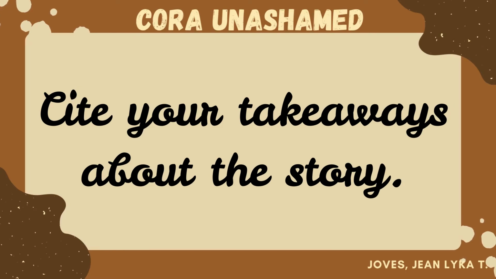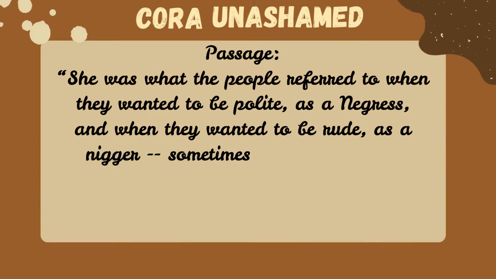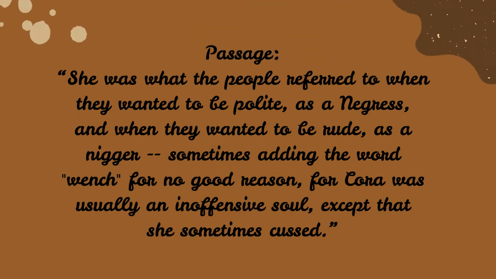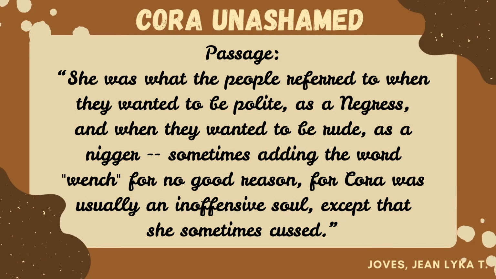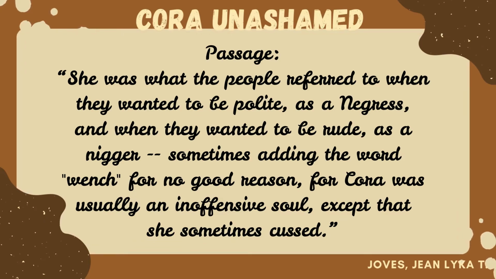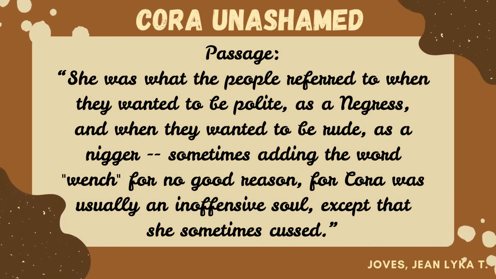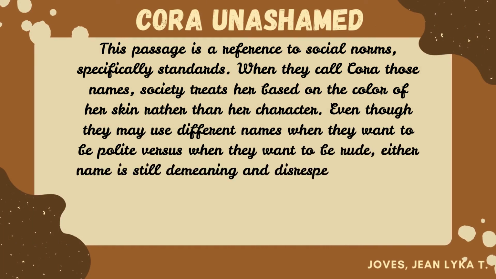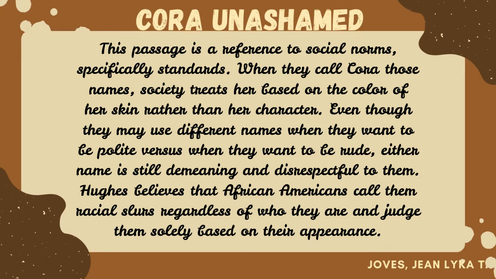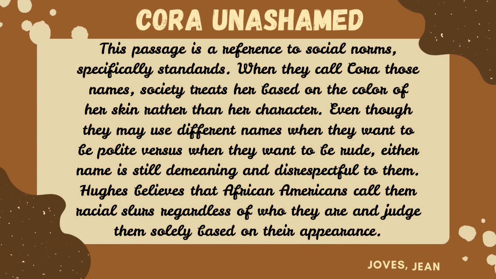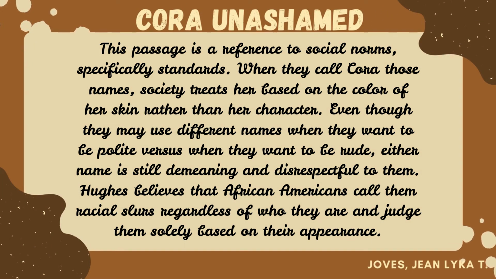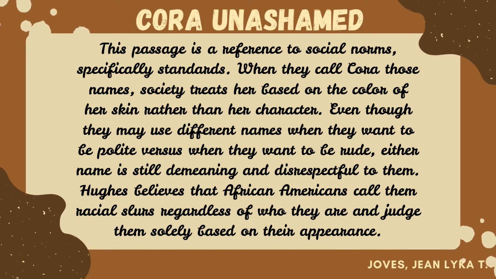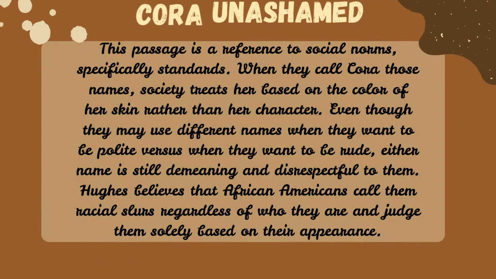Cite your takeaways about the story. She was what the people referred to when they wanted to be polite, as a negress, and when they wanted to be rude, as a n-word, sometimes adding the word wench for no good reason, for Cora was usually an inoffensive soul, except that she sometimes cussed. This passage is a reference to social norms, specifically standards. When they call Cora those names, society treats her based on the color of her skin rather than her character, even though they may use different names when they want to be polite versus when they want to be rude. Either name is still demeaning and disrespectful to them.